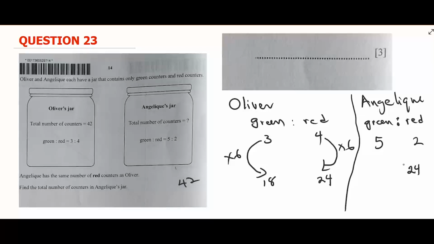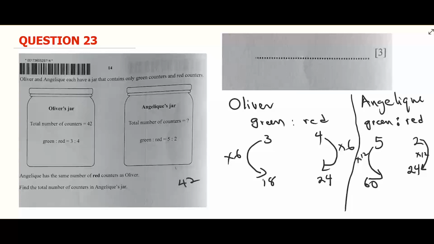So with this 24 now, we know how we can get 24 here. So we can use that to get the answer for the green too. If you have 2:2 and it's now 24, that means you have times 12. So you are going to have times 12 here. So this will also be 60.